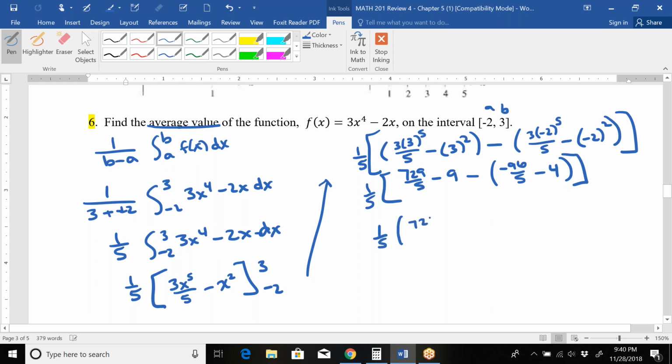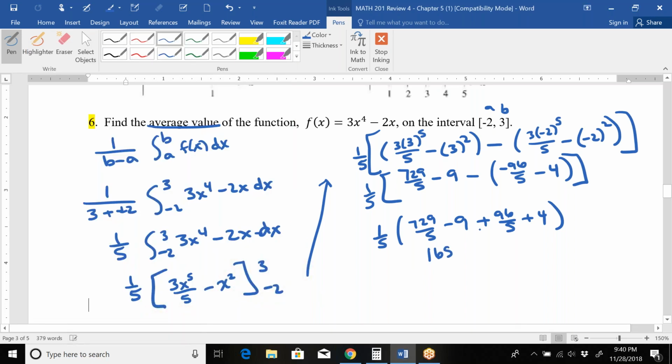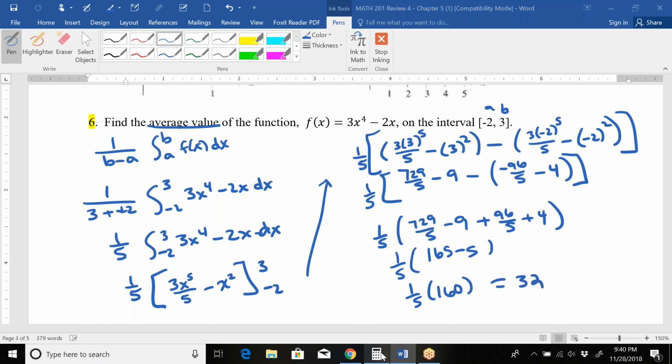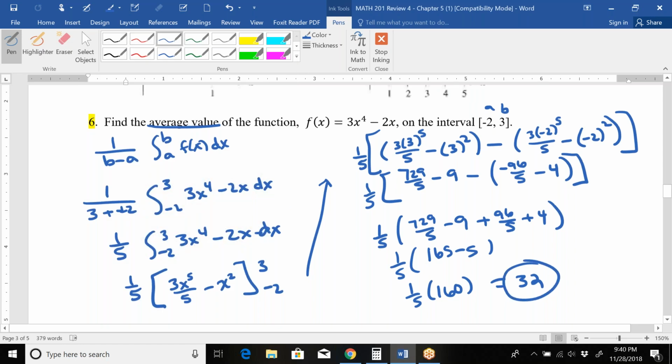So this is really 729 over 5 minus 9 plus 96 over 5 plus 4. Let's see what happens when we add the like terms together. 96 plus 729, since they both have the denominator of 5, is 825. That's divisible by 5, so if we divide that by 5, that gives me 165, minus a 5, taking 1/5 of that. So that's 1/5 of 160, and that would equal a total of 32, I believe. Let me double check myself. Yes, so this is our average value.